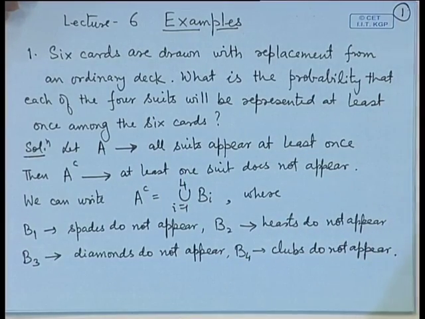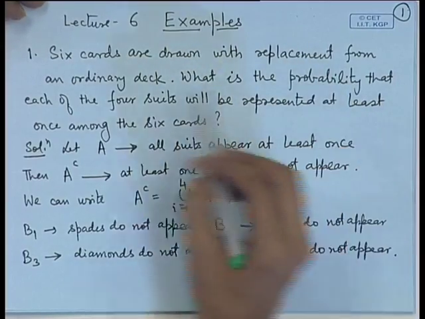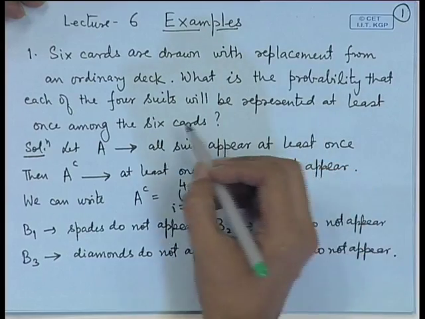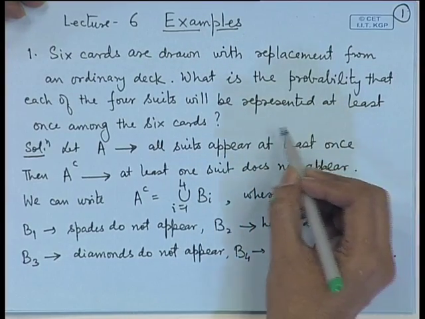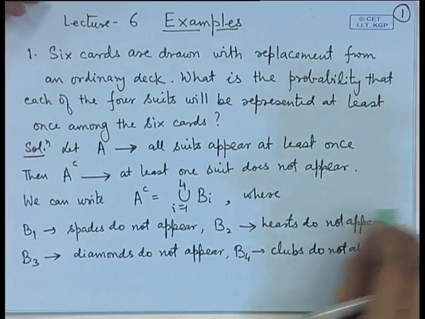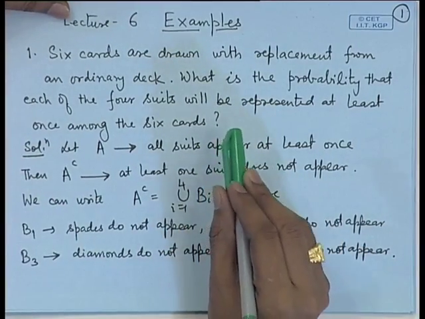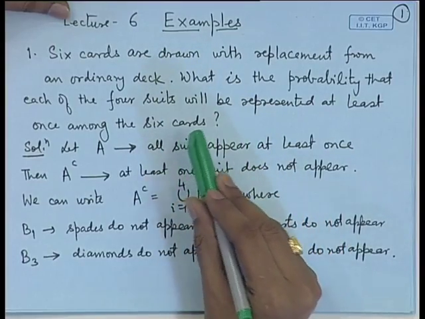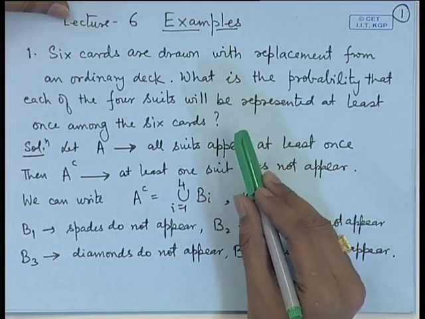Let us consider the problem. Six cards are drawn with replacement from an ordinary deck. What is the probability that each of the 4 suits will be represented at least once among the 6 cards? Here we are assuming that the deck of cards is well shuffled. There are 52 cards and 4 suits: spade, heart, diamond and club.